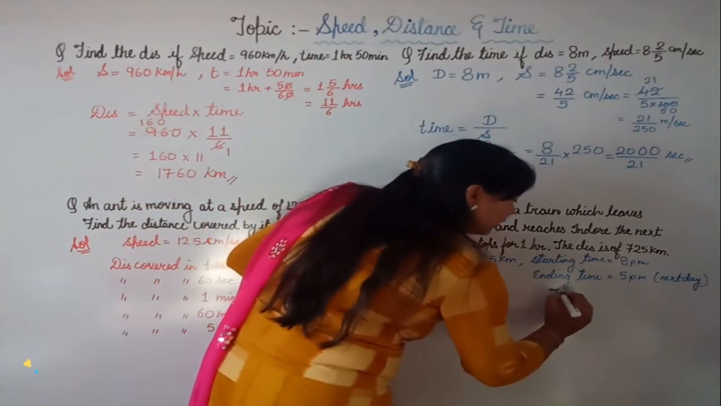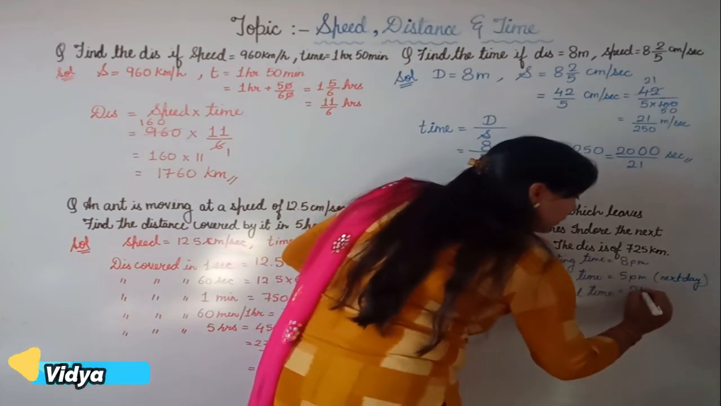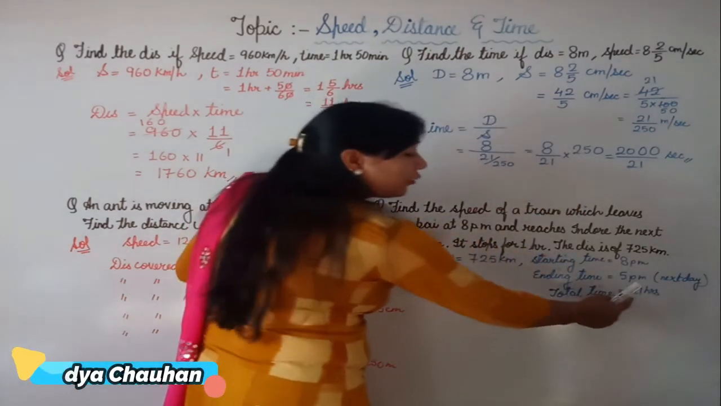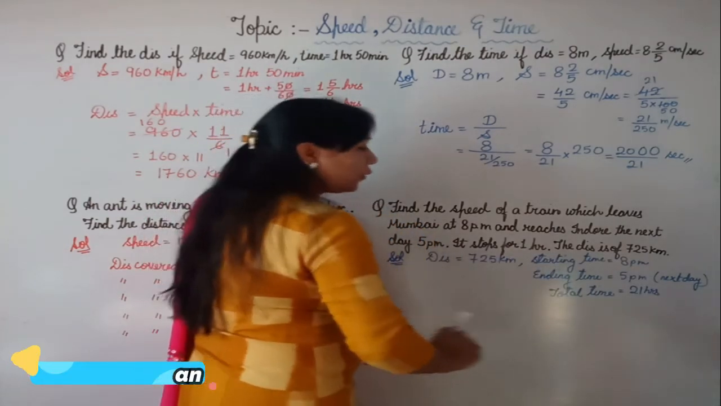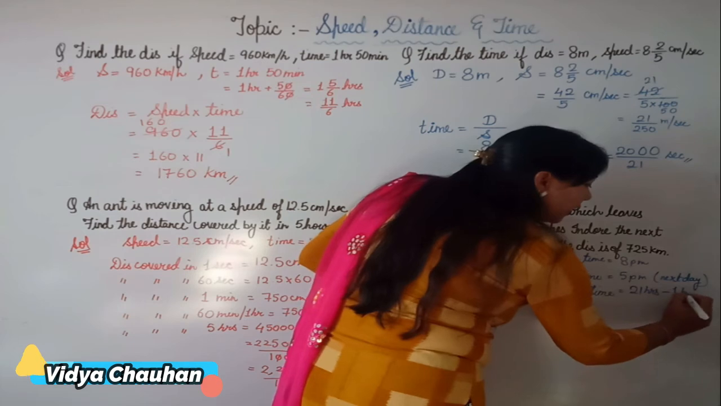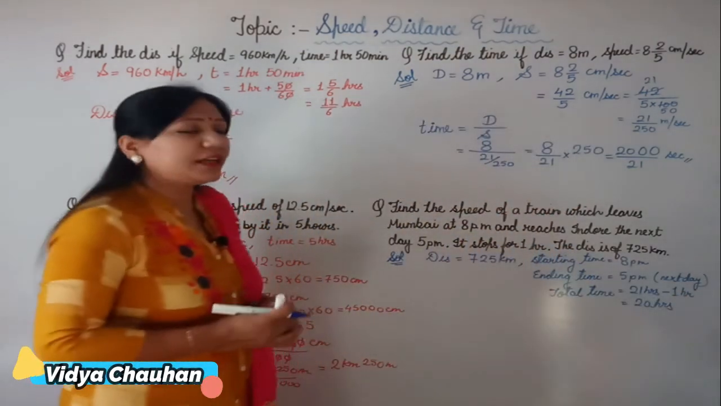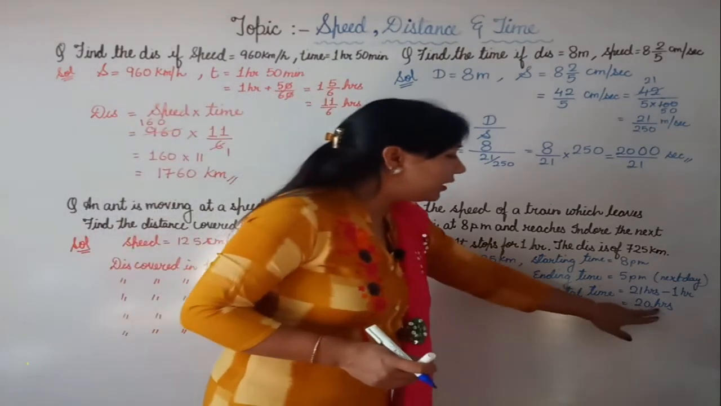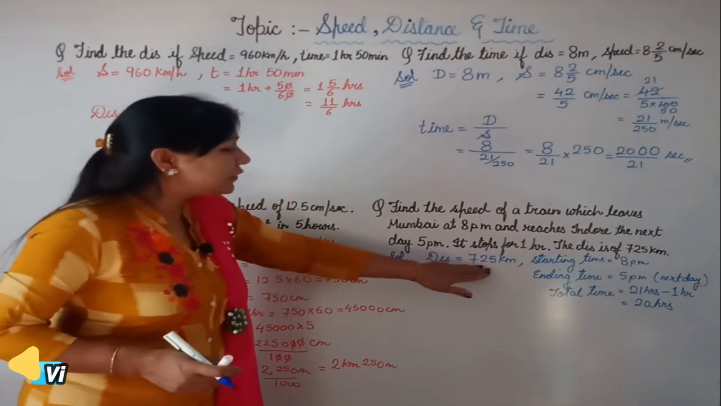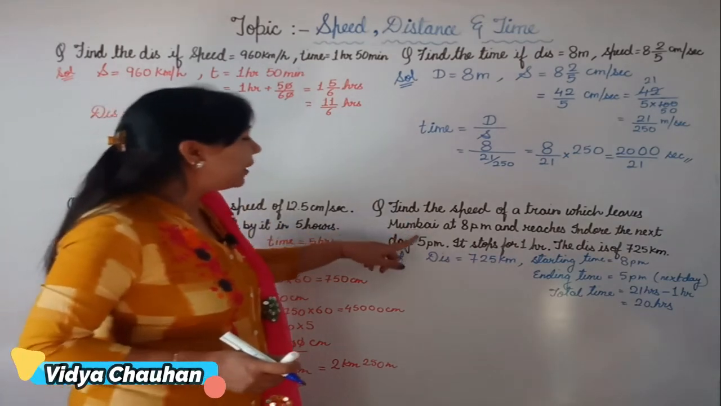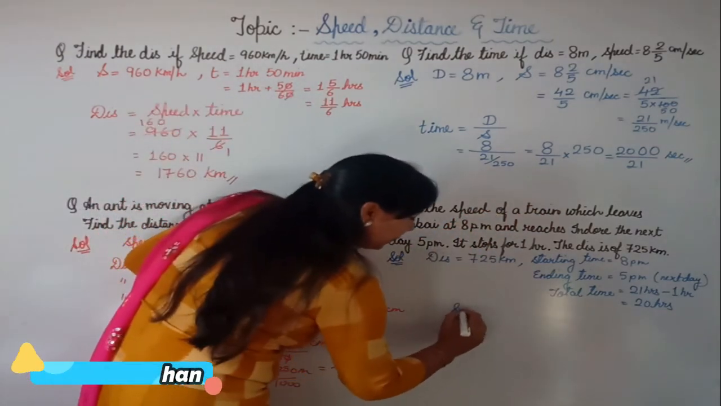So the total time is 21 hours. Now out of this 21 hours, the train has stopped for 1 hour also. So that means subtracting 1 hour from here. So how much is the time taken to cover the distance of 725 kilometers? 20 hours. That means the train took 20 hours to cover a distance of 725 kilometers from Mumbai to Indore. Clear, students?